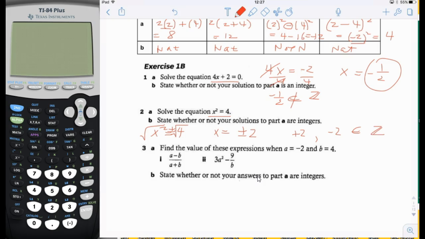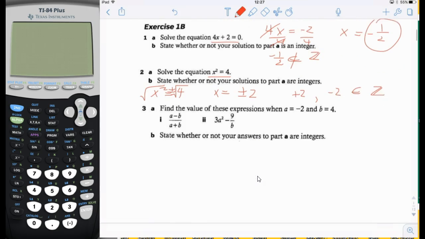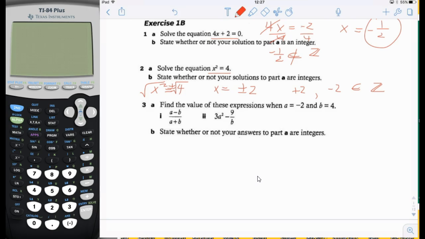Find the value of these expressions when a equals negative 2 and b equals 4. Okay. When you have this, remember that whenever you have this horizontal line, it means division. Not only does it mean division, but it means parentheses around the numerator and the denominator. So let's see, instead of a minus b, we're going to write negative 2 minus 4. Instead of a plus b, we're going to write negative 2 plus 4. And then we're going to say the top is negative 6 and the bottom is positive 2, and then we end up with negative 3.